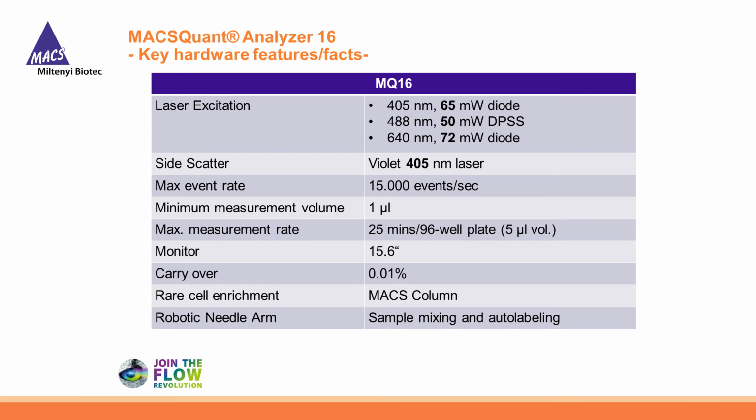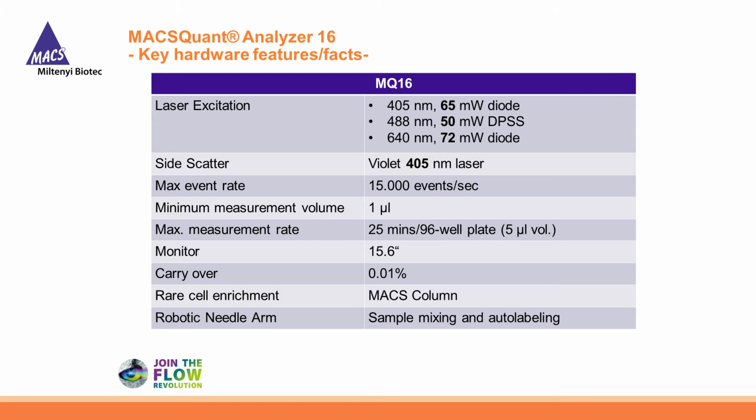Some of the key hardware features to look at when it comes to laser excitation is the increase in power that we're offering. The 405 is a 65 milliwatt laser, the 488 is a 50 milliwatt laser, and the 640 is 72. Essentially, what this translates to on the detection side is that by having more power in the laser line, we will increase the amount of light generated and hopefully the sensitivity on the back end as well. From the side scatter perspective, moving from a 488 to a 405 nanometer laser for side scatter helps us to further incorporate small particle detection.